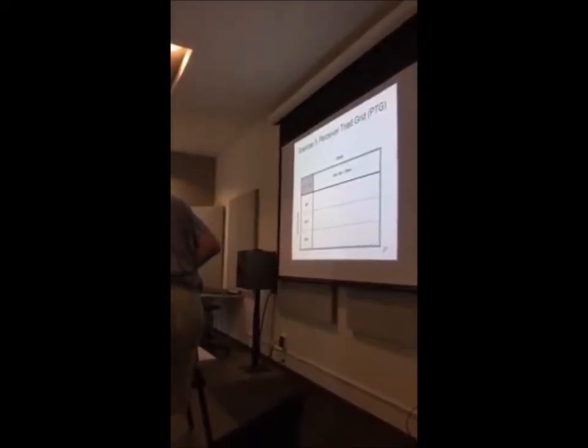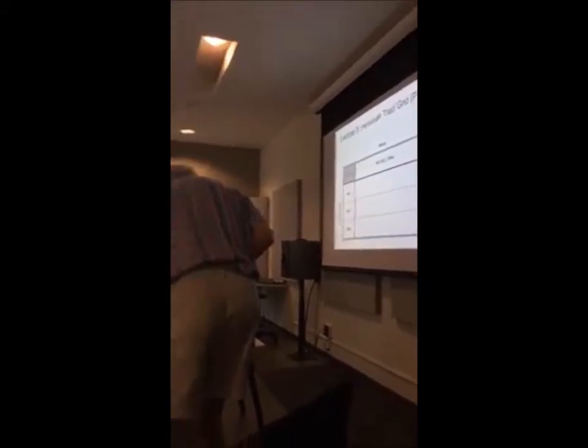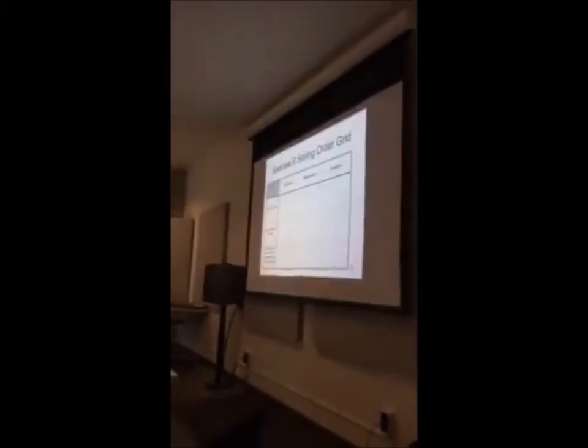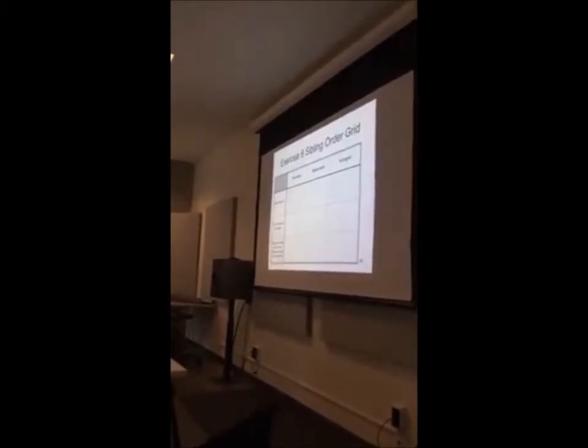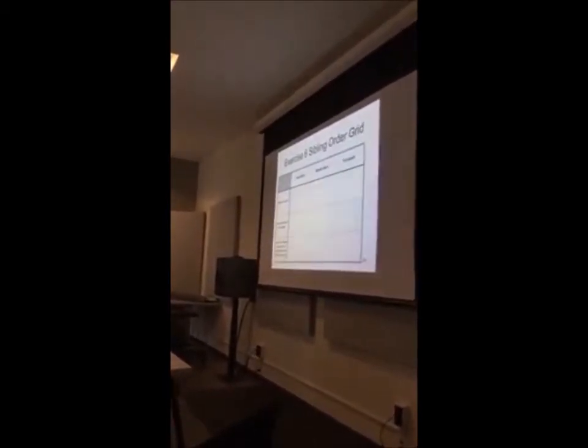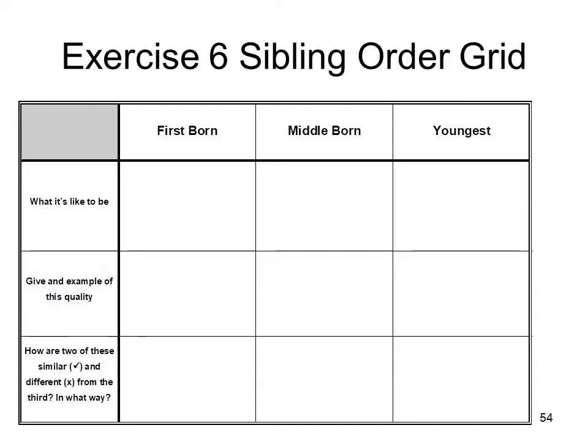I just wanted to show you that grid that I invented a few days ago. The idea of this grid, this exercise for you, is for you to have an overview of all the things that you've been thinking about doing in the workshop, and to see if you can get something general out of it, okay? So the idea here is to think about what it's like to be a firstborn from all the examples you've heard or from your own exercises that you've done, what it's like to be a middleborn and what it's like to be the youngest in the family.